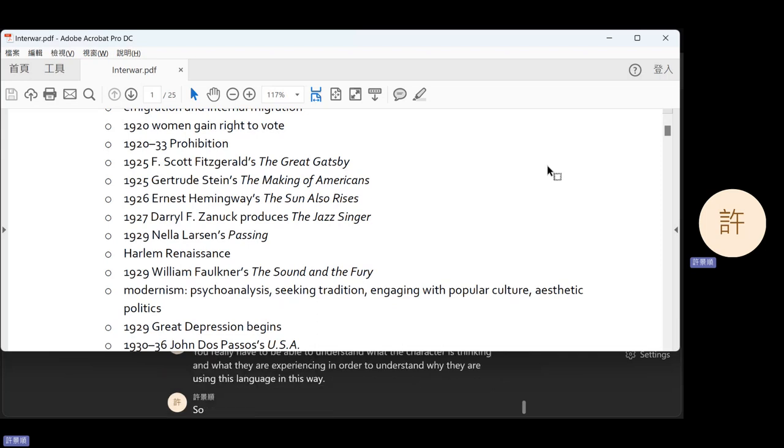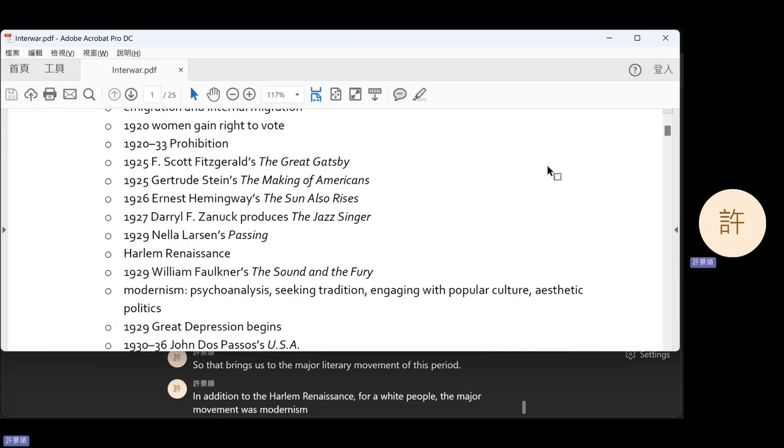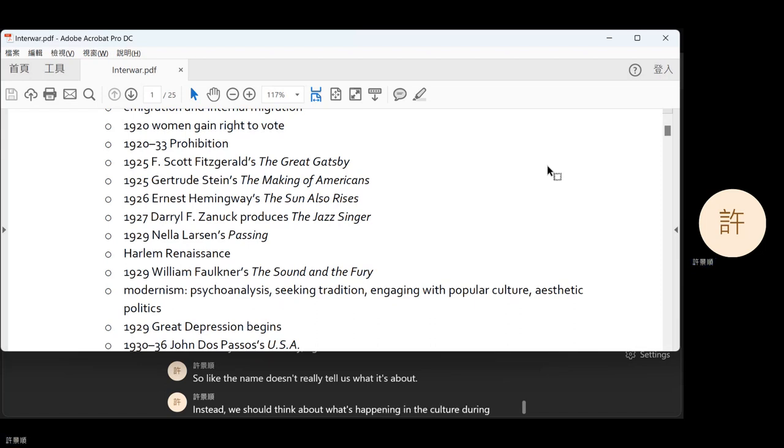So that brings us to the major literary movement of this period. In addition to the Harlem Renaissance, for white people, the major movement was modernism, 现代主义. Modernism is a very weird name. Modern just means today, right? 现代. So like the name doesn't really tell us what it's about. Instead, we should think about what's happening in the culture during this time.